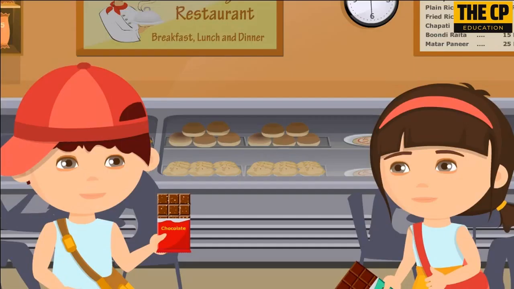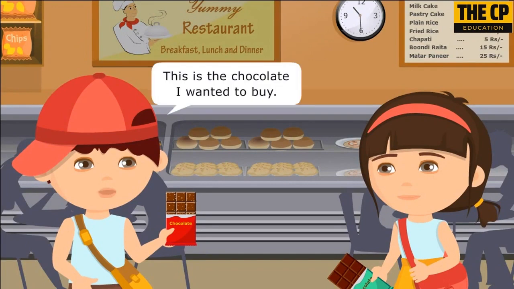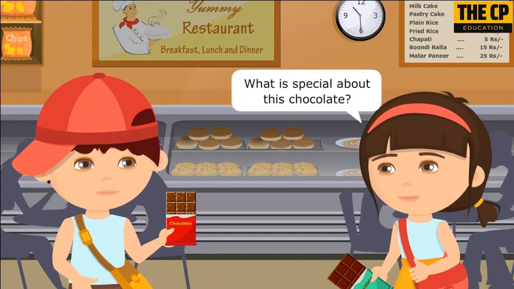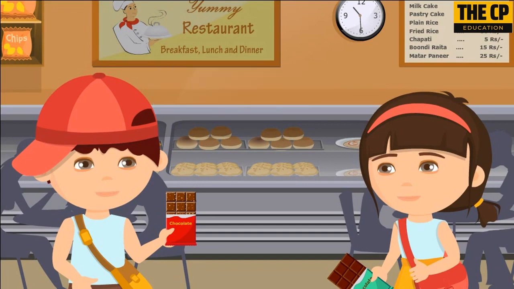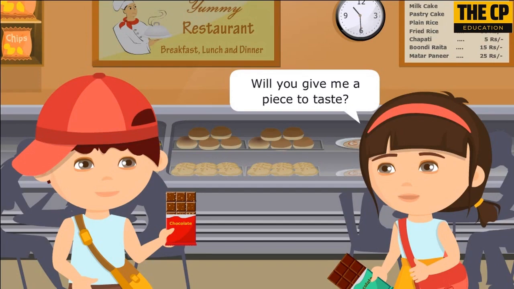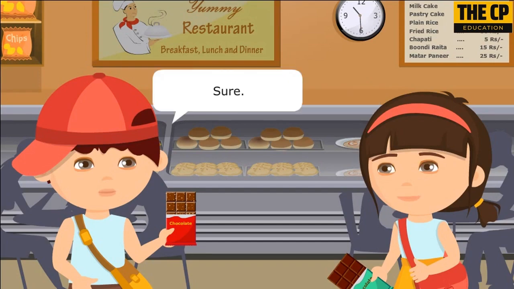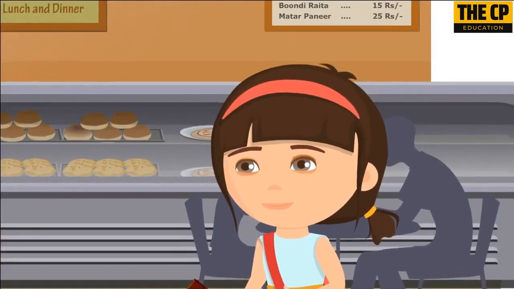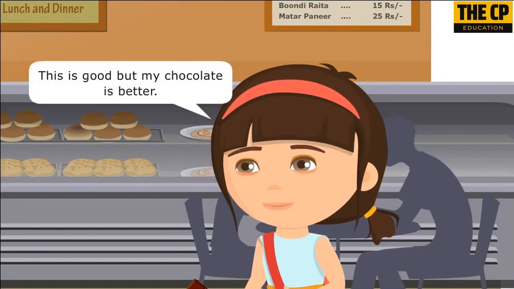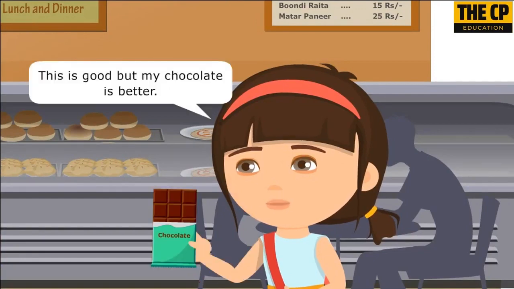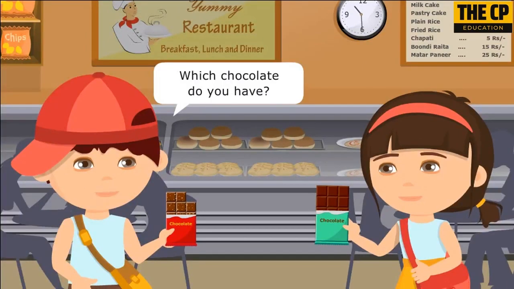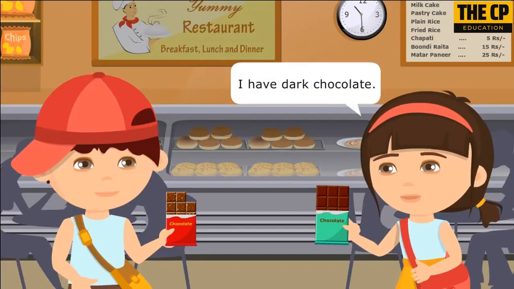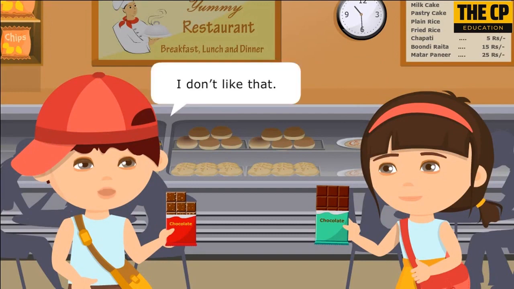Determiners: This is the chocolate I wanted to buy. What is special about this chocolate? It has many nuts. Will you give me a piece to taste? Sure. This is good, but my chocolate is better. Which chocolate do you have? I have dark chocolate. I don't like that.